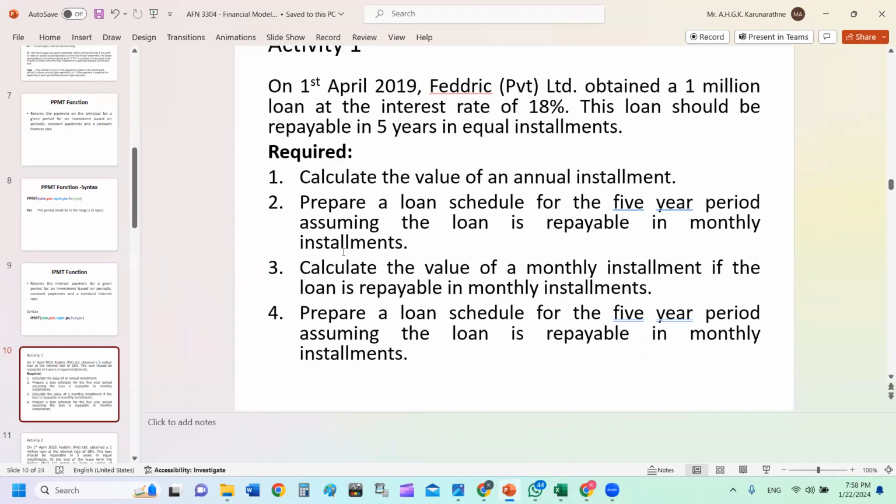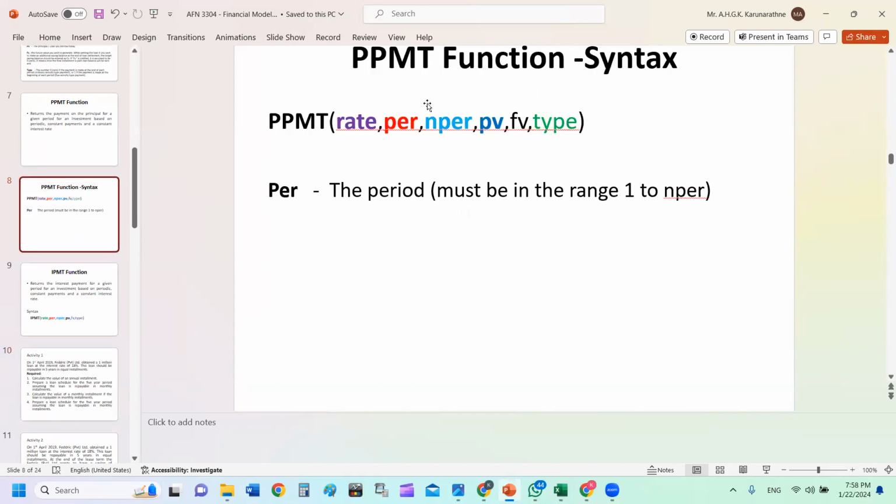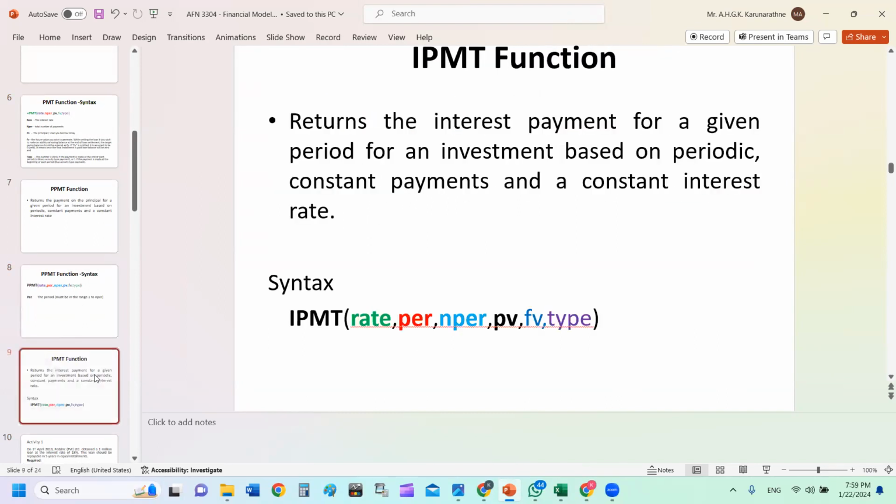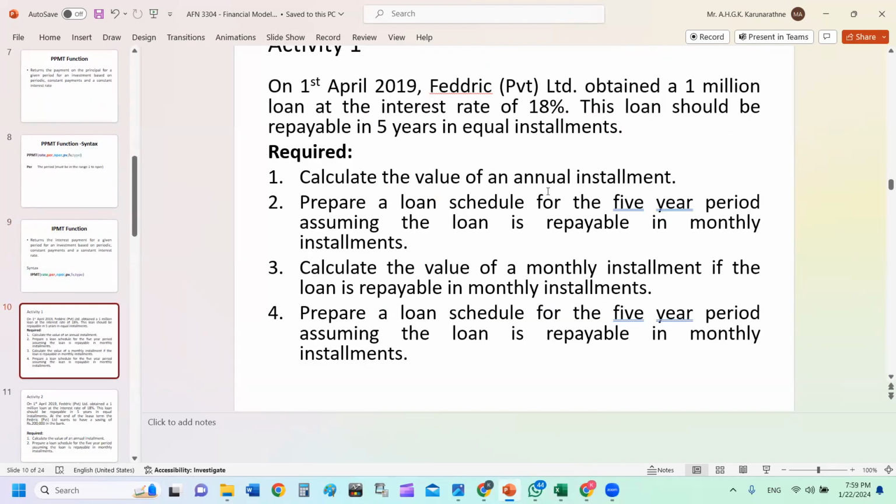You can understand. It is not needed, but you can try yourself how to use IPMT to find the interest payment, and how to use PPMT to determine the principal payment. But I suggest this is very convenient. You must know how to use PMT to determine the installment. That is very important. Then we'll try this activity.